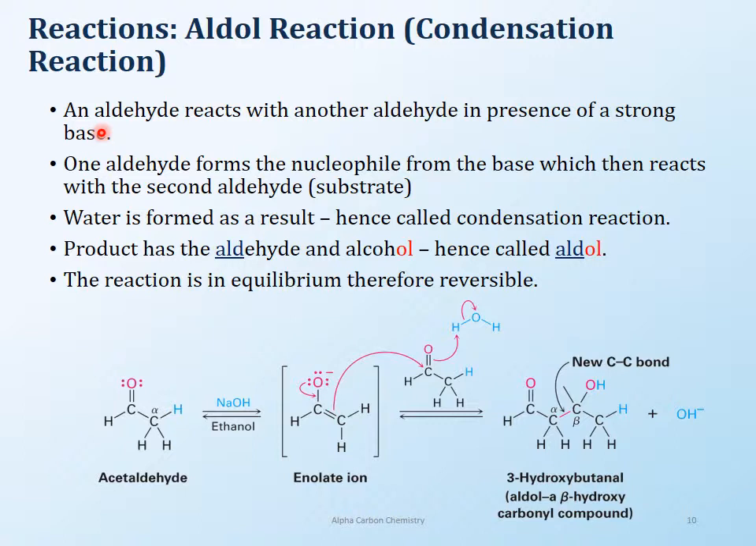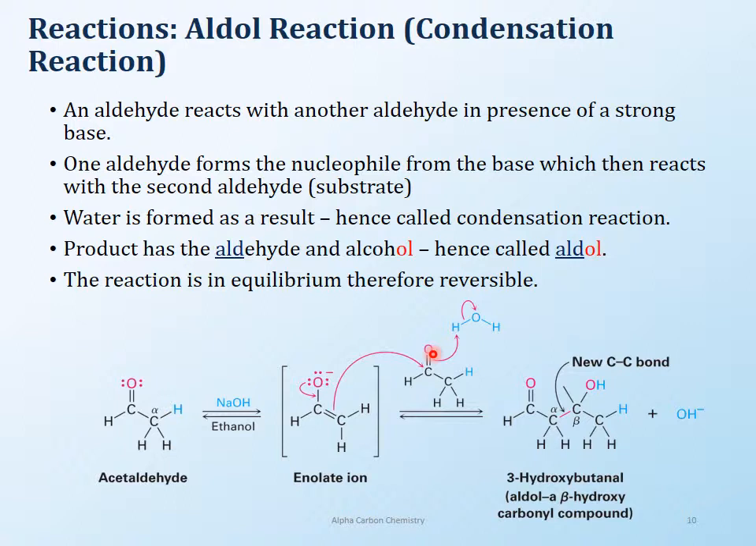So what's going to happen is that one of the aldehydes will form a nucleophile. How? Because of the alpha proton. So you form a nucleophile. Once you form a nucleophile over here with the carbon, now this nucleophile can react with another aldehyde and go for the carbonyl carbon, which we talked about just a few minutes ago, that you can do addition reactions on the carbonyl carbon.